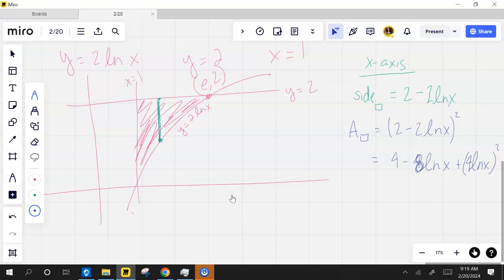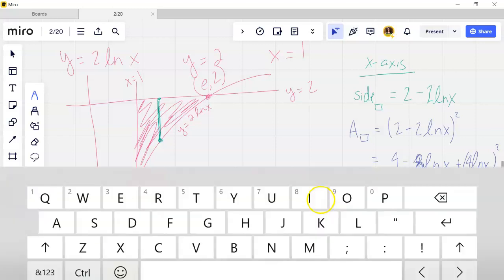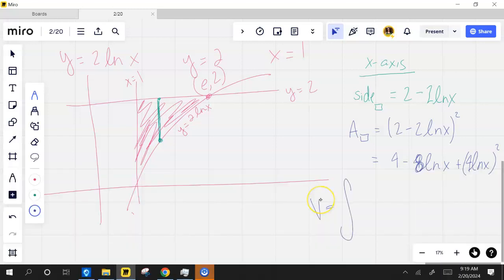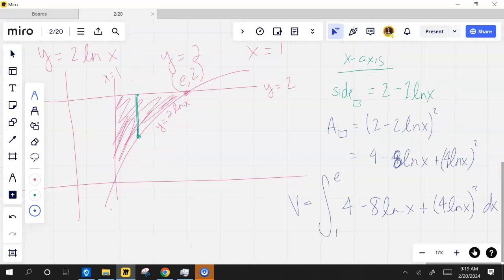So to find the volume, I'm going to go from what to what? 1 to, look at the picture, e, because I'm using the x values, right? From 1 to e of this monstrosity. I would say that at this point, this is definitely a calculator problem.